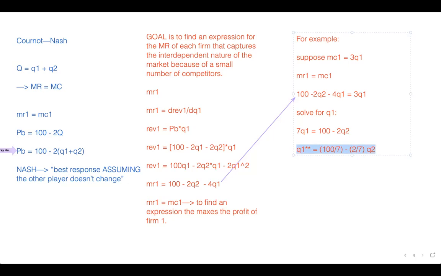But this expression, Q1 double star, this is what we call the Cournot reaction function, because it shows the most profitable reaction of firm 1 to choices made by firm 2 with respect to output.